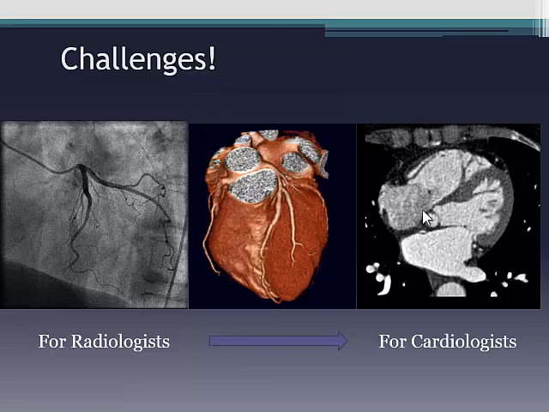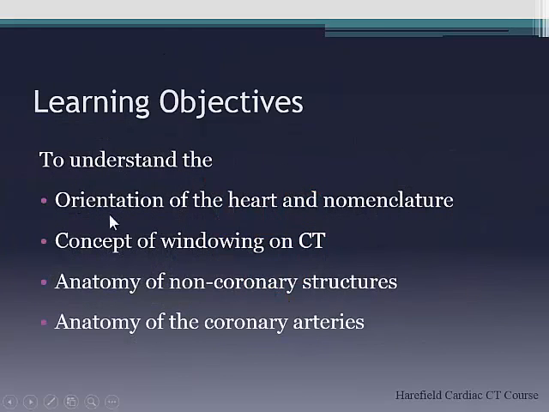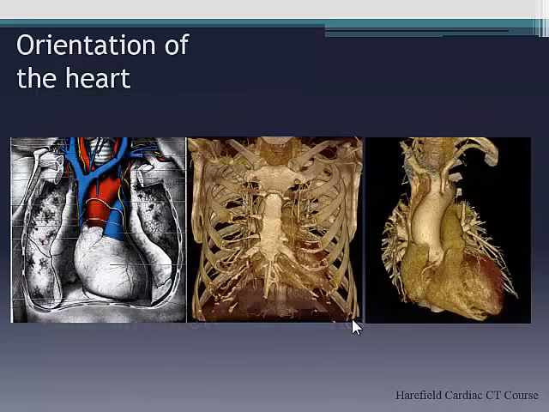Remember that the anatomy is the anatomy, and this is a great way of consolidating the 3D anatomy in your heads, whether you're from a radiology point of view or cardiology background. In fact, we often teach the anatomy of the heart using CT because it's such a powerful tool. Okay, so what we're going to do is just talk about the orientation of the heart and the nomenclature. For cardiologists, you'll be relatively familiar with that. The concept of windowing you've already touched on, and then we're going to talk about anatomy of non-coronary and then coronary structures.